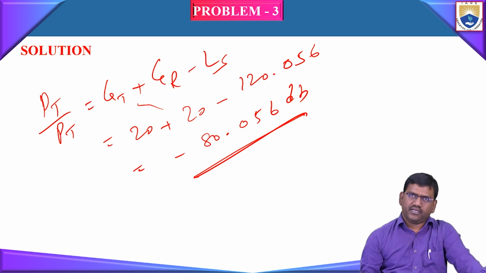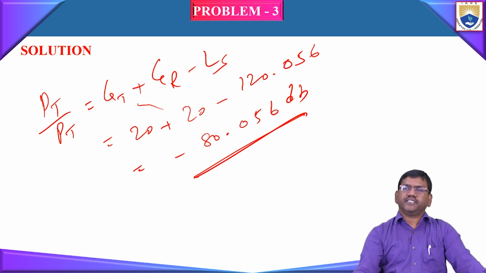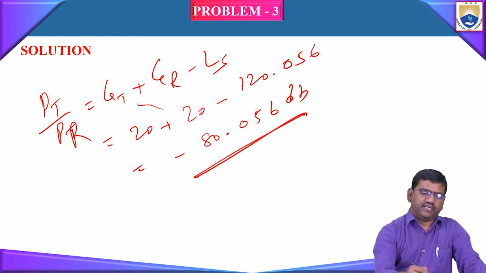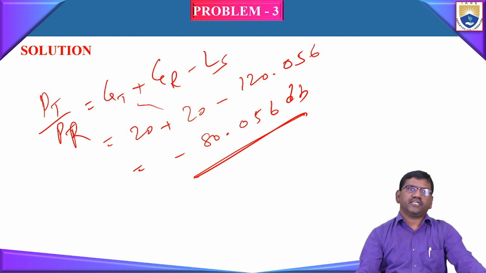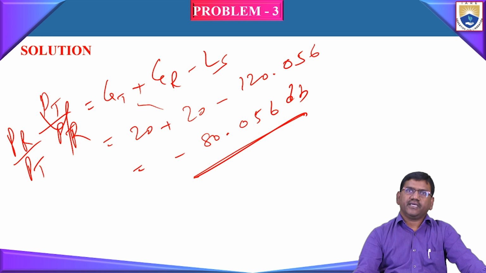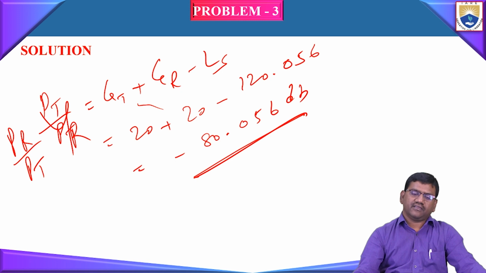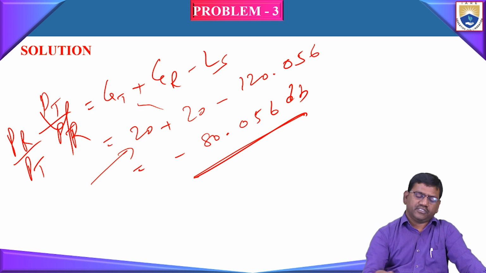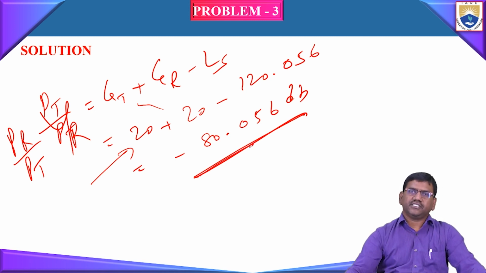So here we have two formulas. First, LS, the spatial path loss, is given by 32.45 plus 20 log F plus 20 log D in kilometers. And we have an equation representing the power ratio between the transmitting antenna and the receiving antenna. PR by PT, the power received to the power transmitted, is given by GT plus GR minus LS. GT and GR represent the gains of the transmitting antenna and receiving antenna. As per the given data, we have 20 plus 20 minus 120.056. If you substitute and simplify, you will get minus 80.056 dB.